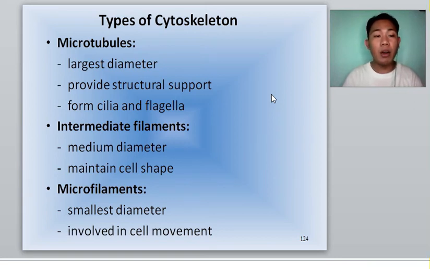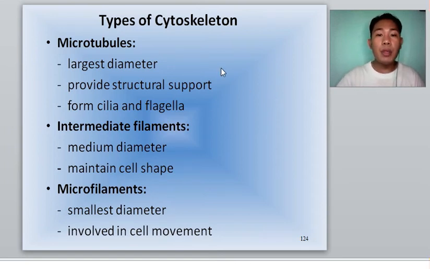Number one, we have microtubules. Microtubules are the largest in diameter among the cytoskeleton, and they provide structural support and usually form the cilia and the flagella of the cell. Another, we have intermediate filaments, usually medium in diameter, and they maintain the cell shape. Another, we have microfilaments, the smallest in diameter among the cytoskeleton, and they are also involved in cell movement.